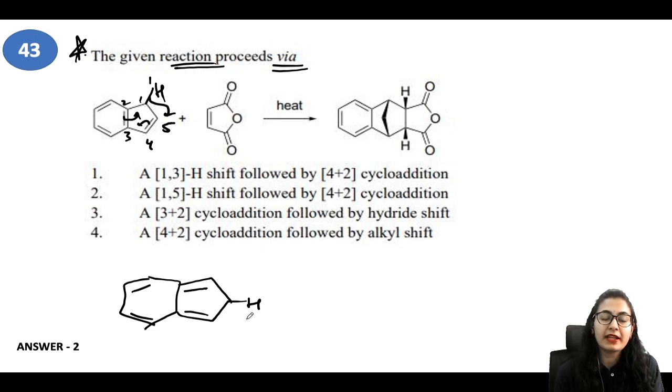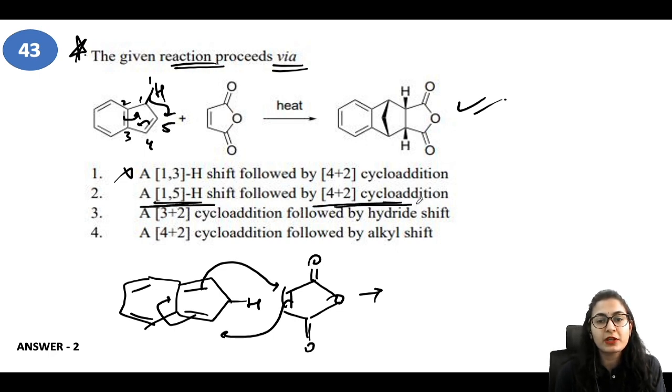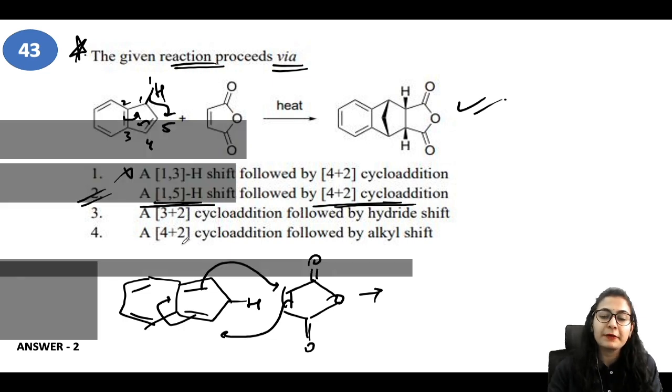Alright, यहाँ पे आ गया है hydrogen such that a diene is created and now it can react with the maleic anhydride in this way. So this now gives you a Diels-Alder reaction that is going to give you this particular product. So it is not a 1,3 hydrogen shift, it is a 1,5 hydrogen shift followed by 4+2 cycloaddition. और ये बहुत ही अच्छा और easy question है.